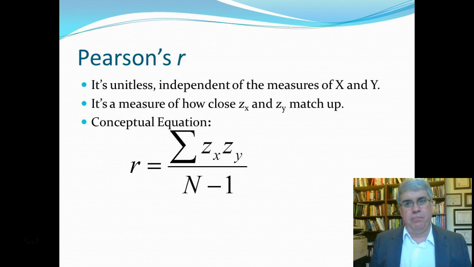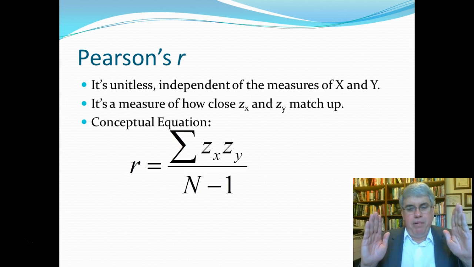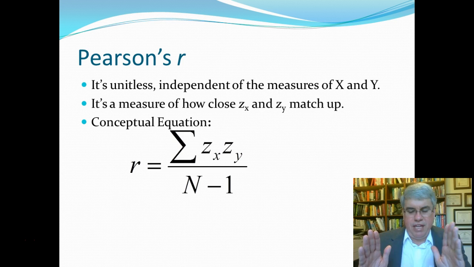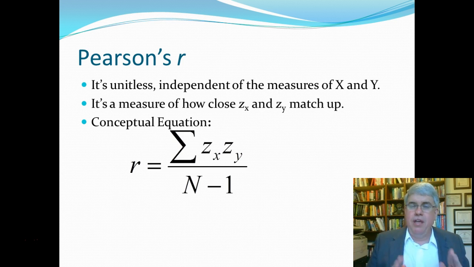And so variables that go up together, so that they have a high positive z for the first variable and a high positive z for the second variable, and the low and negative z's match up too, are going to have a positive correlation. And those that tend to have a positive z for x and a negative z value for y, they go in opposite directions, and will have a negative correlation coefficient. So it's basically a measure of how well the z-scores for the two variables match up.